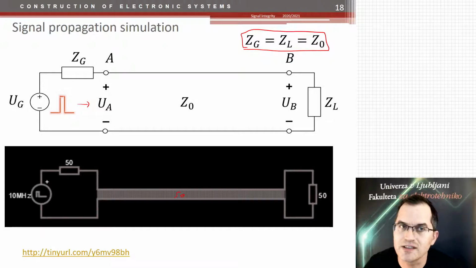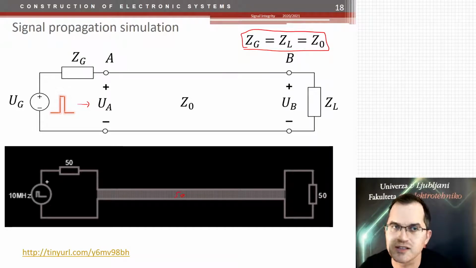That's ideal signal transmission. The only thing that actually still affects the signal is the time delay. So the only thing that is here is a time delay and nothing else. Everything else is perfect. We have an ideal signal shape, it travels along the line, it gets absorbed on the other side and nothing else happens.